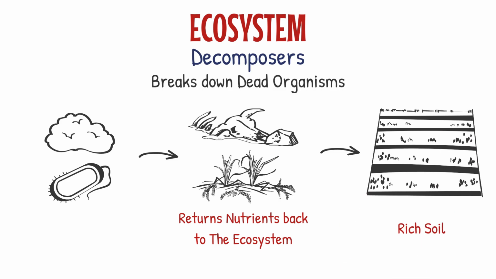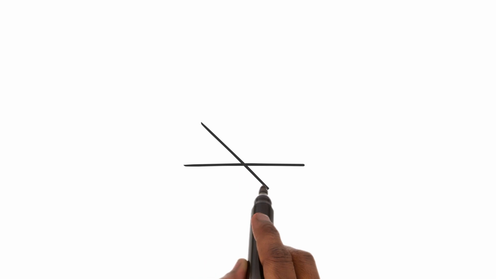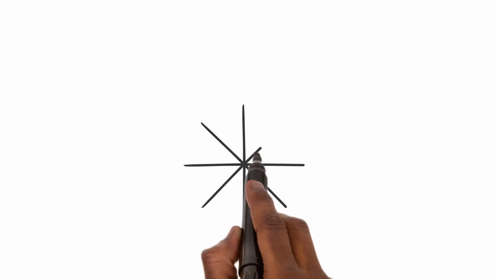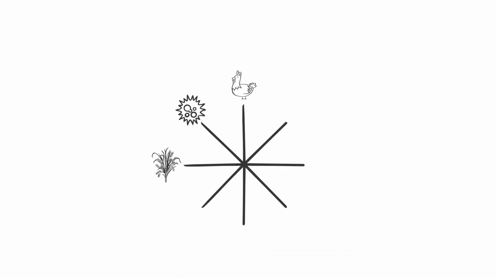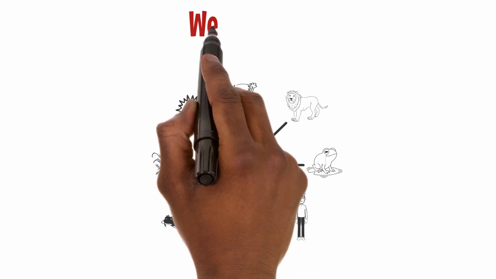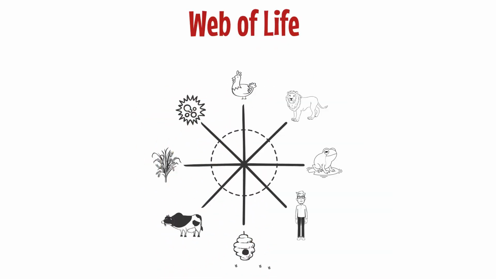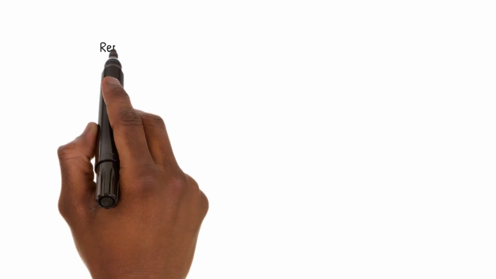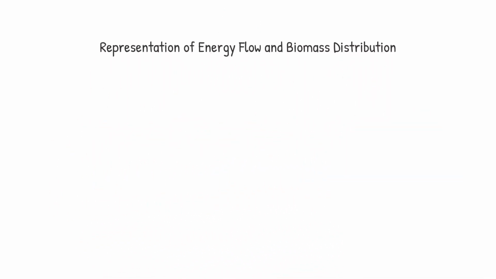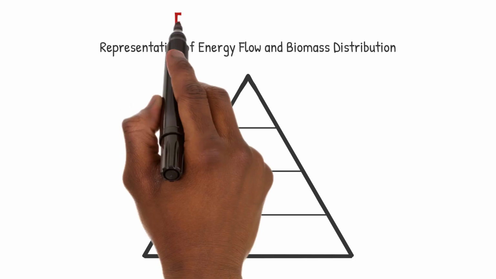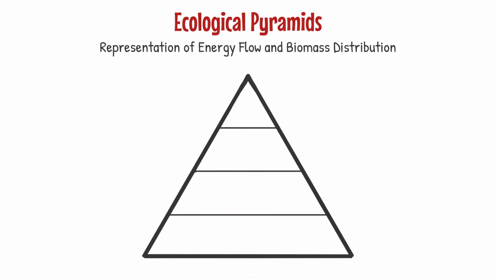Now that we understand food chains, let's zoom out and explore the complex interconnectedness of these chains, forming a web of life. Welcome to the food web, where multiple food chains intertwine, showcasing the interdependence of different species. To better understand the energy flow and biomass distribution in an ecosystem, we use ecological pyramids.